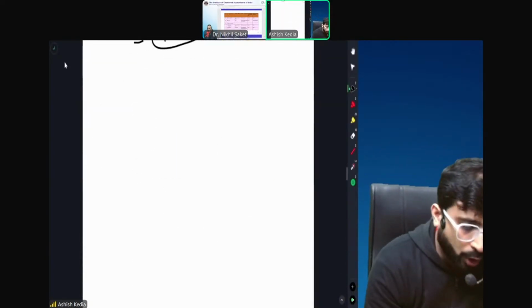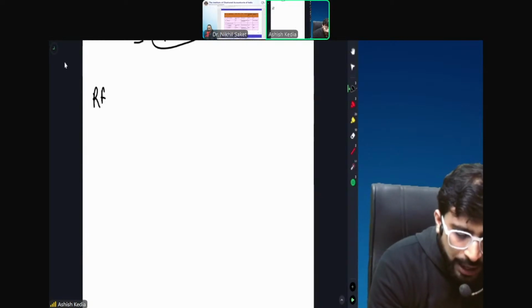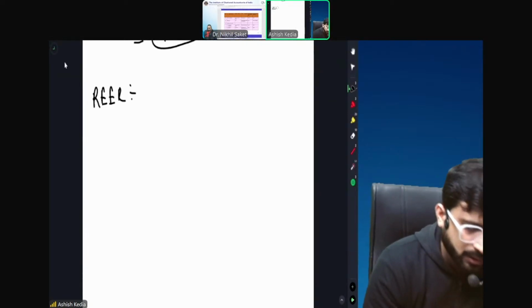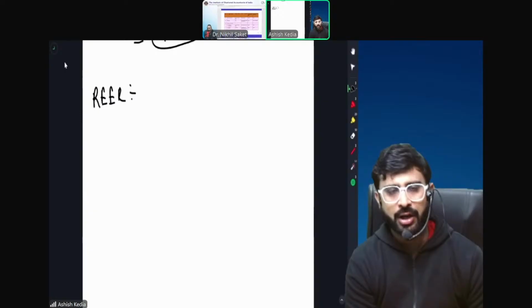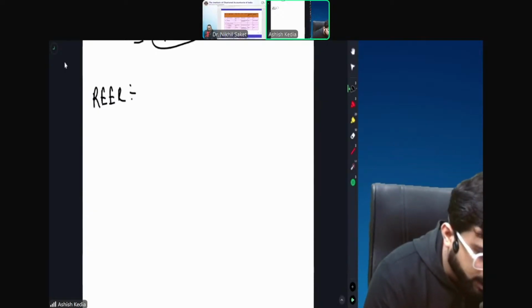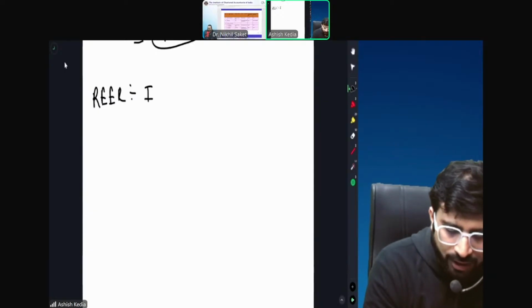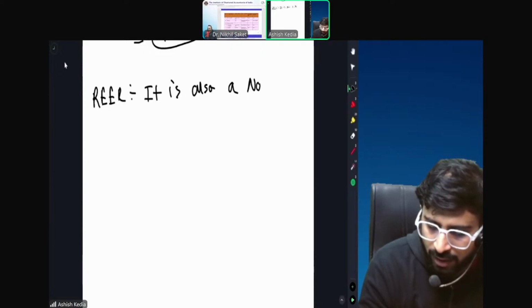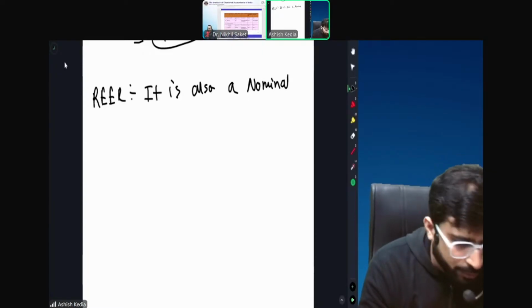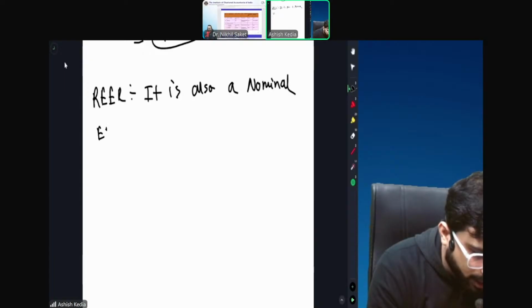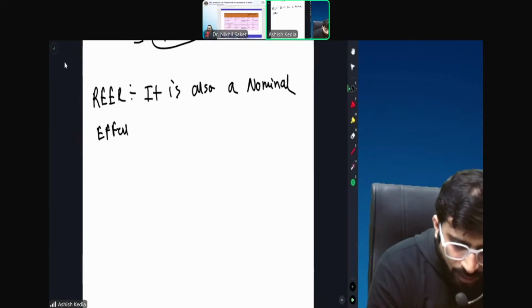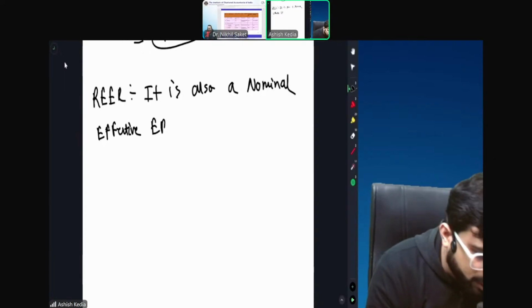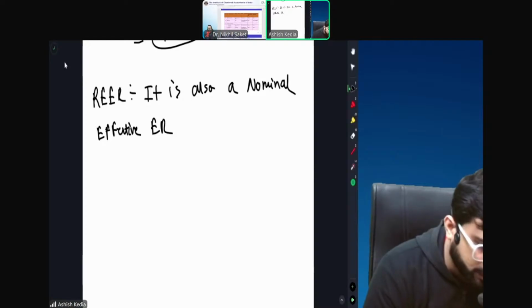Now, what is real effective exchange rate? REER. Here you need to remember one funda. In real effective exchange rate, it is also a nominal effective exchange rate. It is also a nominal effective exchange rate. What is the difference then, sir? What is the difference there?